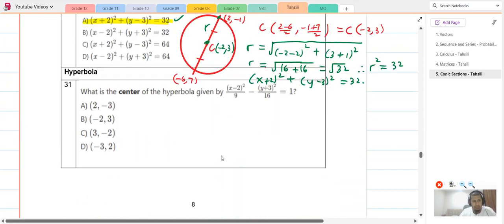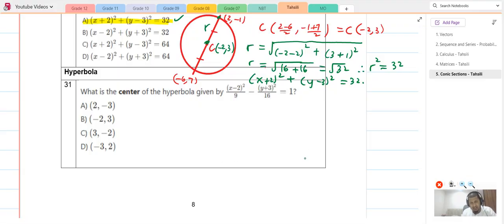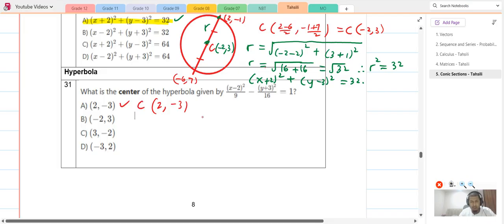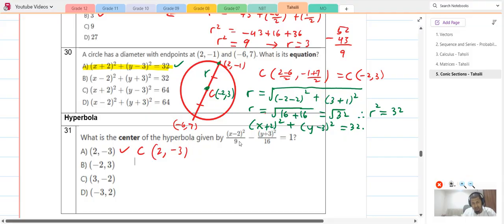Question number 31. What is the center of the hyperbola given? The center is 2 and negative 3. Center is always simple, right? It's always the shift part. So it's option 1. Next one, remember what type of hyperbola this is? This is x being positive, so it's a horizontal hyperbola, right? It's a hyperbola like that, and the center is there. You put everything else there. Remember, that's the vertices, that's the foci.